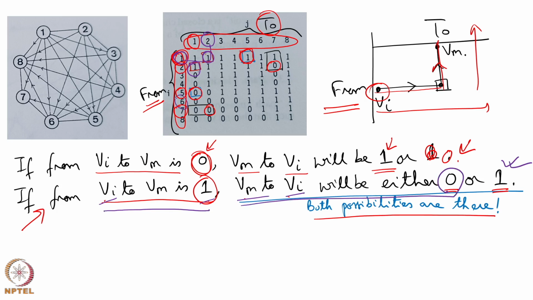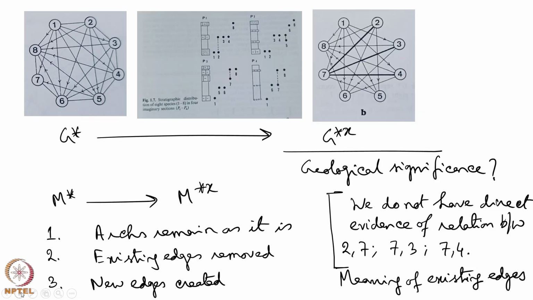Let us take this from 6 to 8. From 6 to 8 is 1, but from 8 to 6 is equal to 0. So, this is also being shown. So, you cannot predict. If I give you part of the matrix and ask you to fill up the other part, it will not be possible. Two possibilities are there. So, this presentation does not give complete information of the vertical sequences.